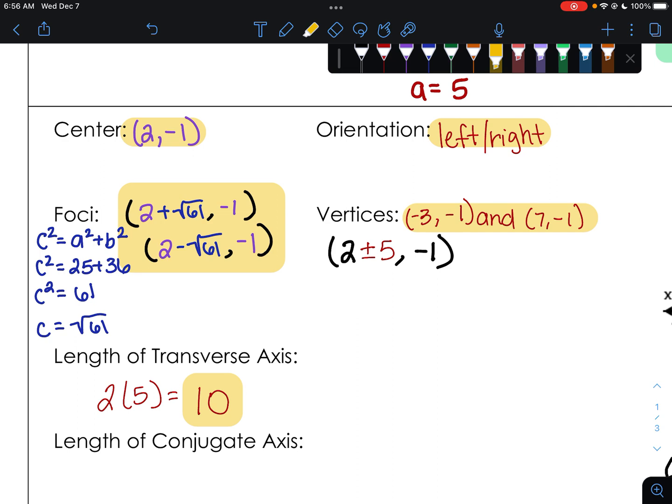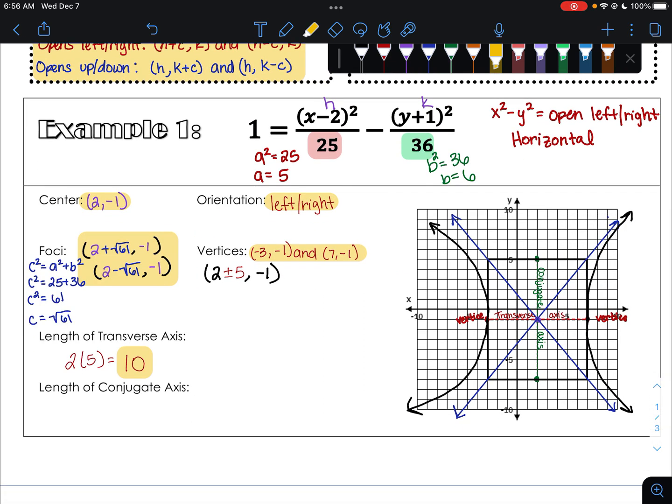The one thing I forgot to answer was the length of the conjugate axis. Remember, we went up 6 from the center and down 6 from the center. So if we take 2 times 6, that gives us the length, which is 12.